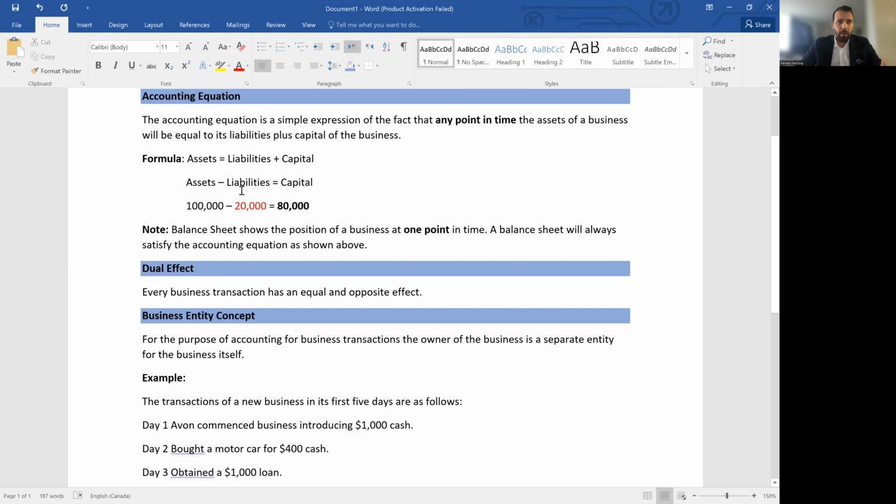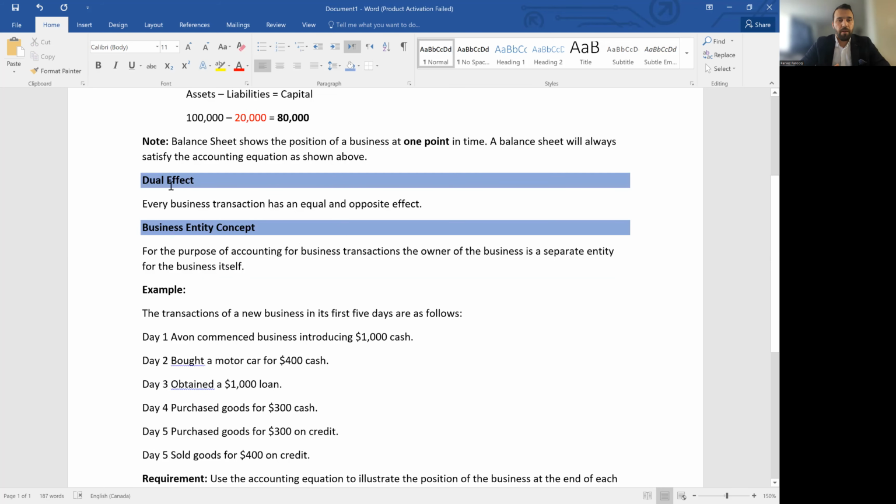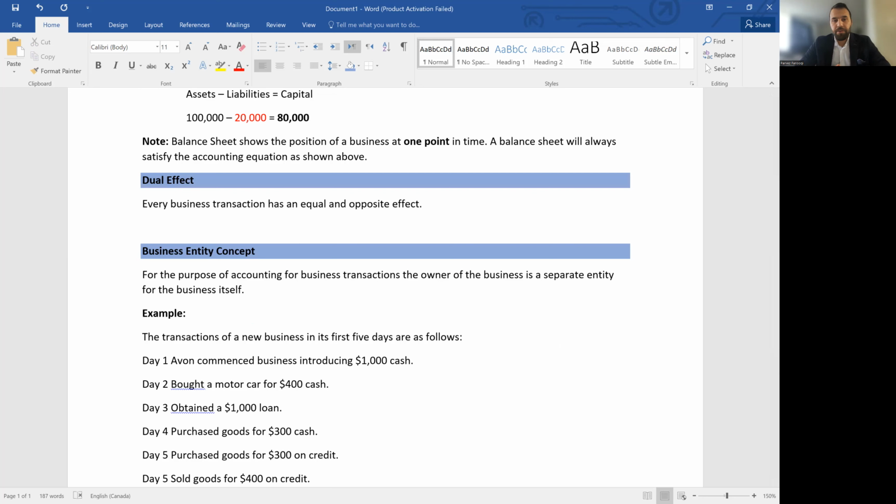But before I start the example, I should touch on two concepts in accounting which are very important. First one is the dual effect concept. What does this mean? It means that every business transaction has an equal and opposite effect. If we have a transaction in the business, it should have a dual effect, or we can say double effect. If it has only one effect, this transaction is wrong.